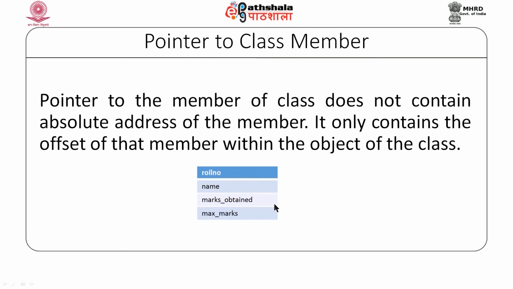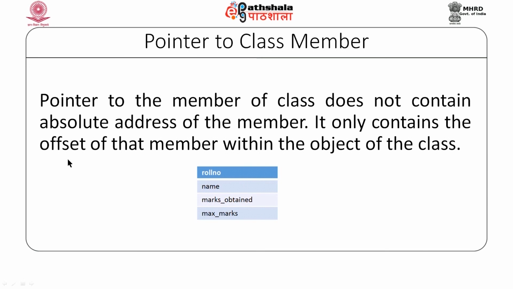Now, within this object the offset of roll number is 0, because from where the object is getting stored, in the very first location only the roll number is stored. So, the offset of roll number is 0, and if we assume that the roll number occupies 2 bytes, in that case the offset of name is 2, and if I assume that name occupies, let us say, 40 bytes, so 40 plus 2, the offset of marks obtained will be 42, and if the marks obtained again occupies 2 bytes, in that case the offset of max marks will be 44.